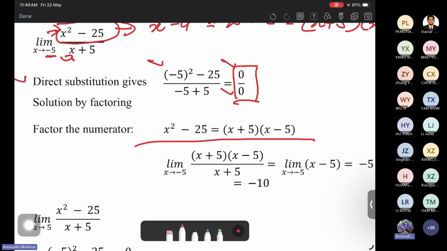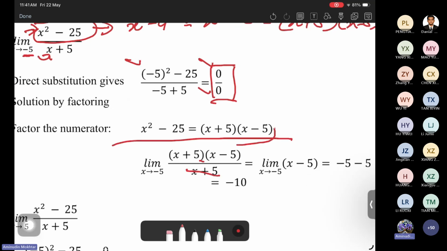Factor the numerator. So now we substitute x plus 5 and x minus 5 in the equation: x plus 5 times x minus 5 divided by x plus 5. Okay, we can simplify this equation. Now we can simplify the equation to x minus 5 only.